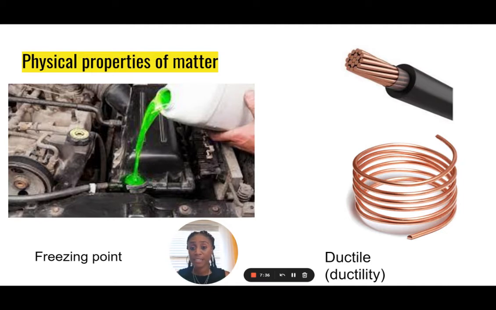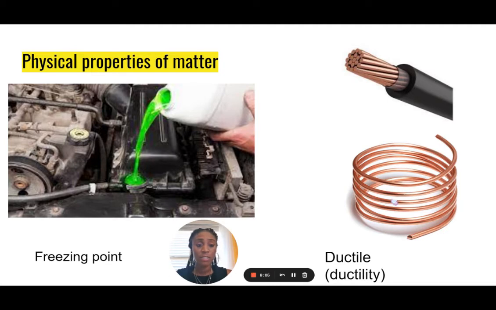Because if it's in the wintertime, you park outside and it's freezing outside, then the water in your radiator is going to freeze. So because water freezes at 0 degrees, if you use a coolant in your car, it's better because then it will take a longer time to freeze because it has a lower freezing point. And freezing point is another example of physical property.